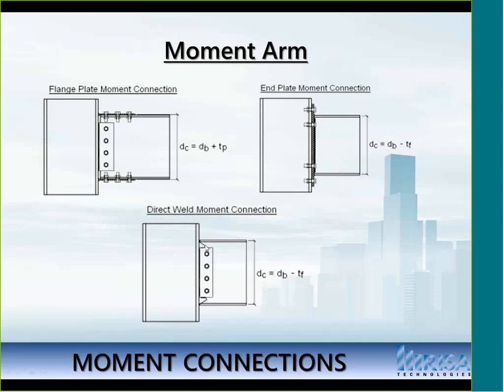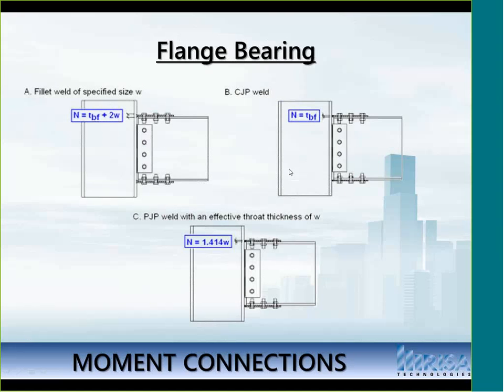And the same is also true for the directly welded moment connection. We also take a look at the depth of the beam minus half that flange width. So you may notice as you're working within the program, as you switch between different moment connection types, you end up with a different flange force because you actually have a different moment arm that's acting there.